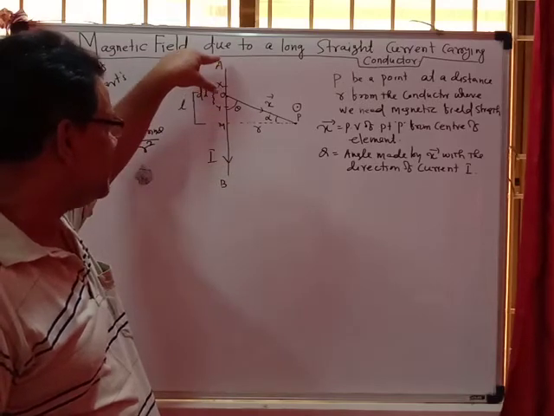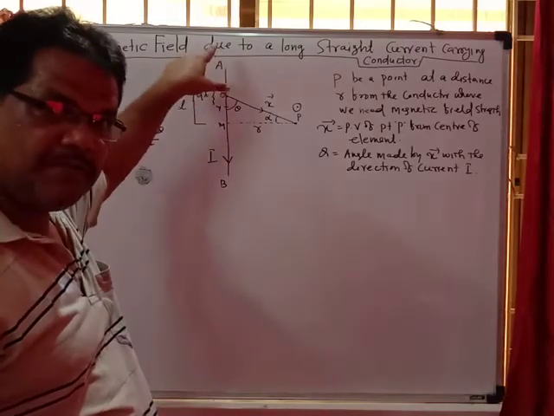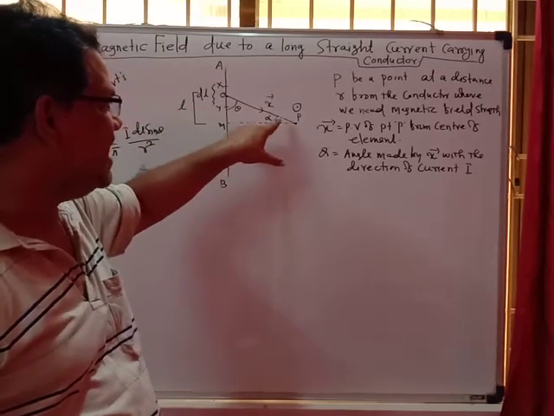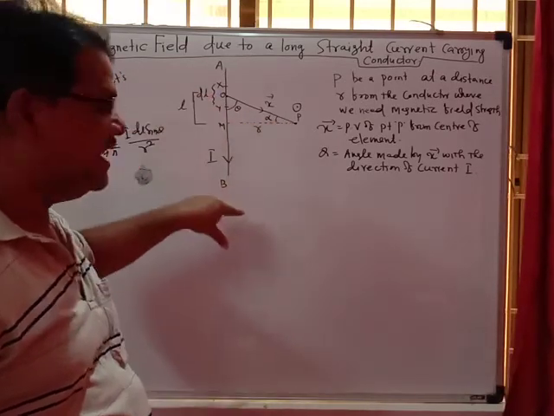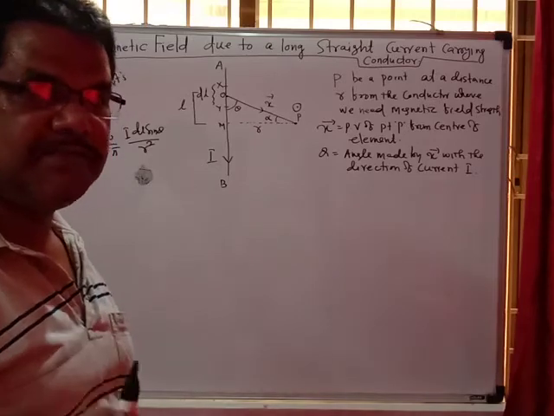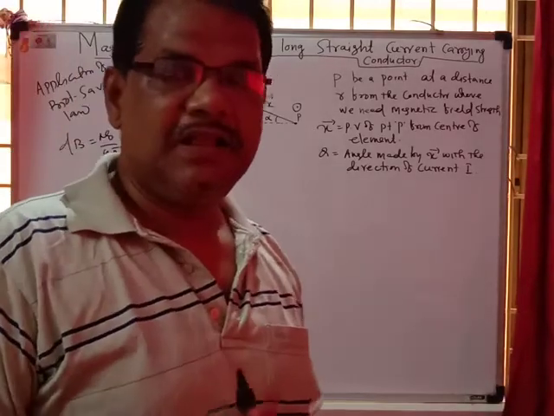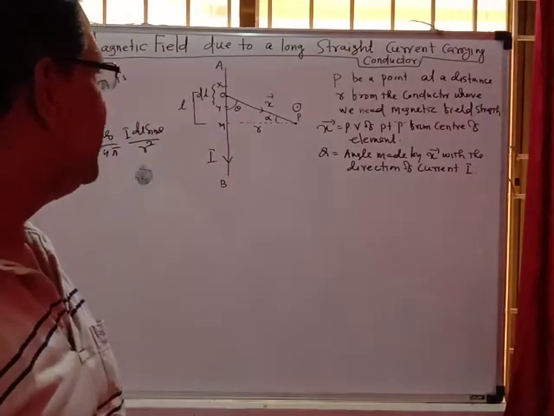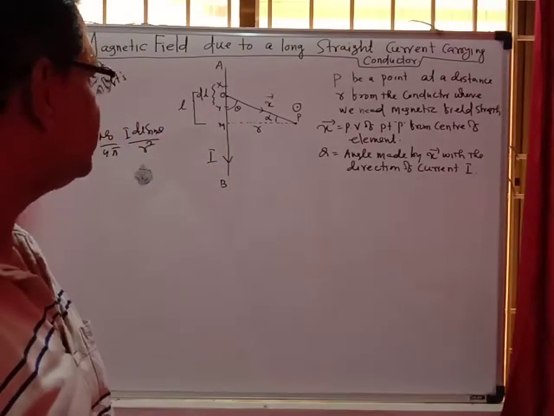The current is flowing from A to B, and theta is the angle made by the position vector x with the direction of the current. You should note it. What I am telling, the theory, should be noted down.